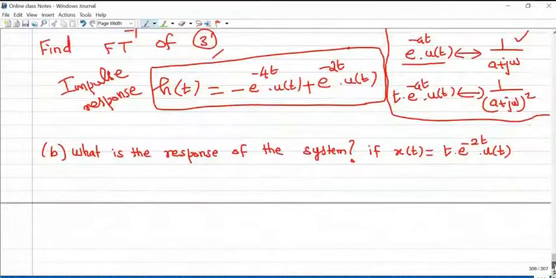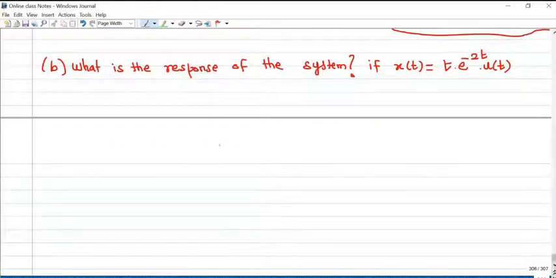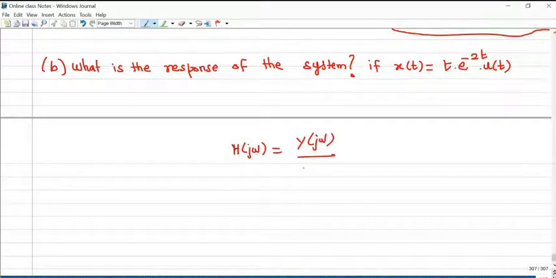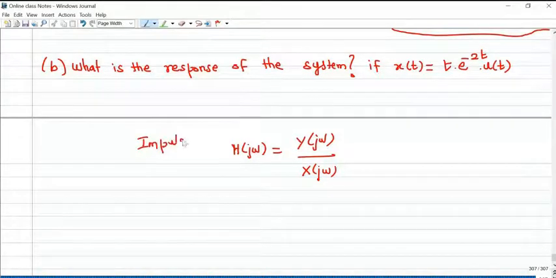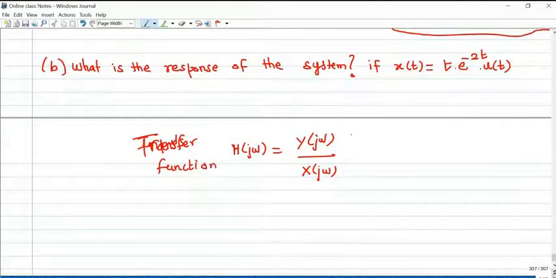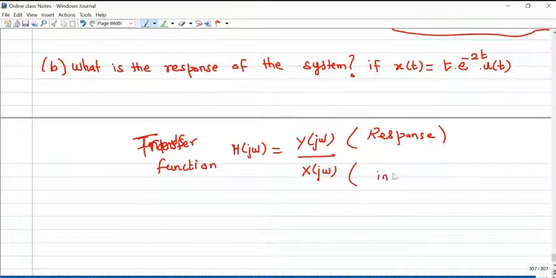Right, as I mentioned in the last class, if any two terms are given, we can find the third one. H of j omega equals Y of j omega divided by X of j omega. H of j omega is the impulse response, or here it is called the transfer function. Y of j omega is called the response or output. The Fourier transform of y of t is Y of j omega, the response or output of the system. X of j omega represents the Fourier transform of the input of the system.